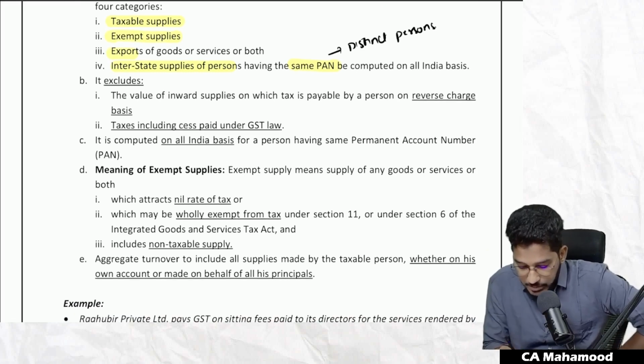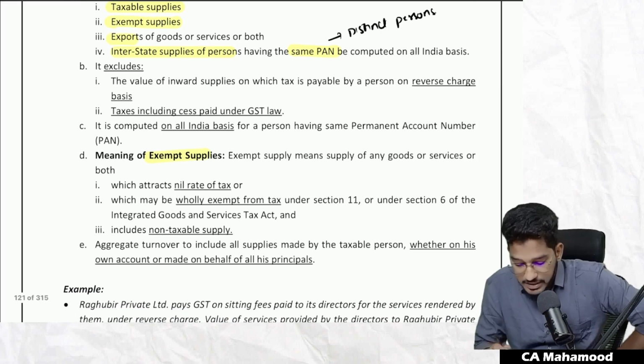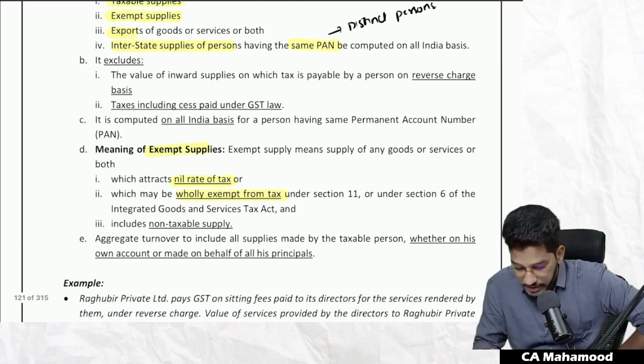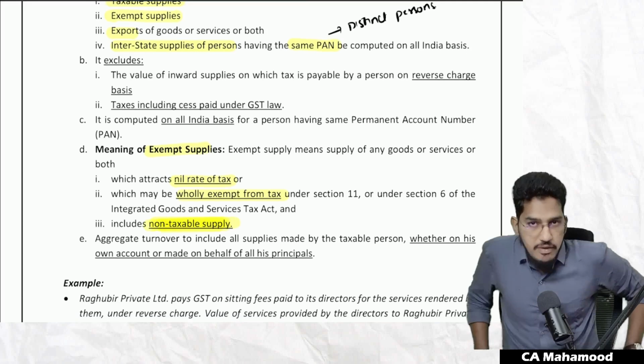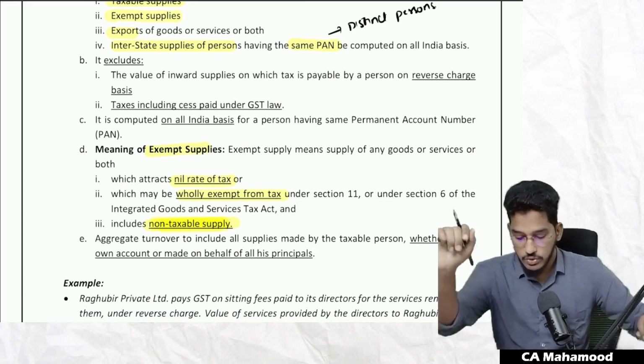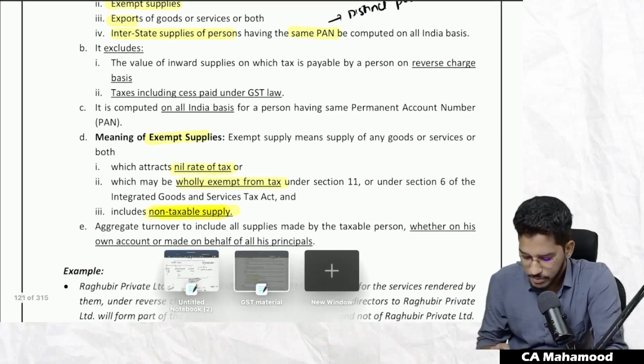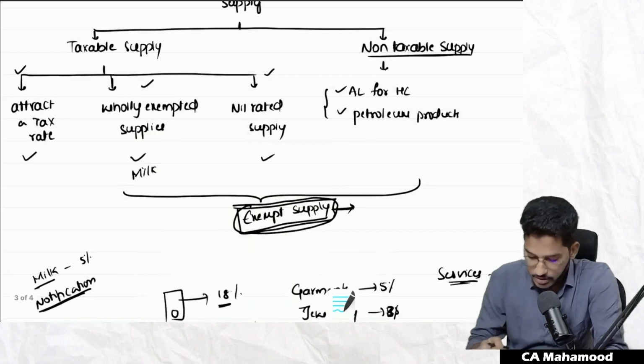Now, meaning of exempt supplies, I have already told. First, let us complete that point, the meaning of exempt supply. What is the meaning of exempt supply? Which attracts nil rate of tax, that is nil rated supplies, which are wholly exempted from tax by way of notification. It also includes non-taxable supply. Everybody comfortable till here? So now we will do illustrations. Come on, let us do the illustrations. You have to pay complete attention now.